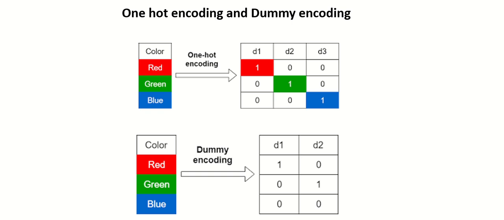After one hot encoding, we now have three different columns D1, D2, and D3. Each row corresponds to a color: red, green, or blue. Wherever the color is present, the column for the color gets a 1 and all other columns get 0. For example, red is encoded as 100, green as 010, and blue as 001.